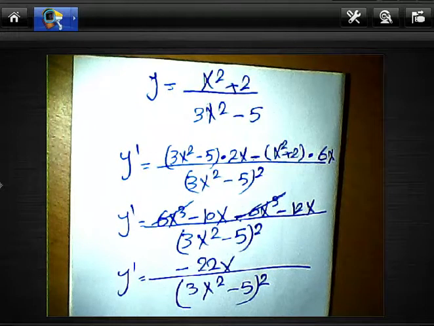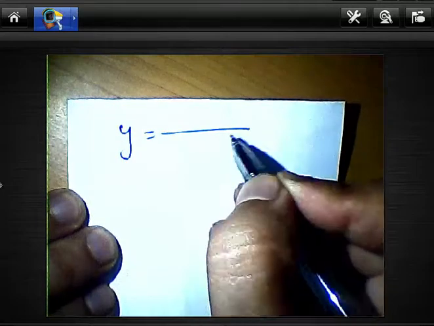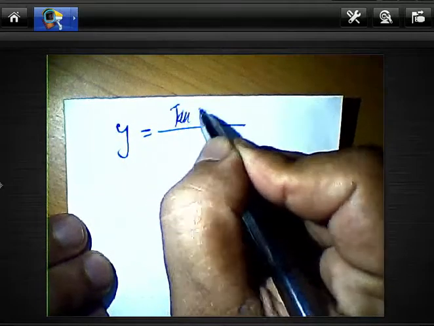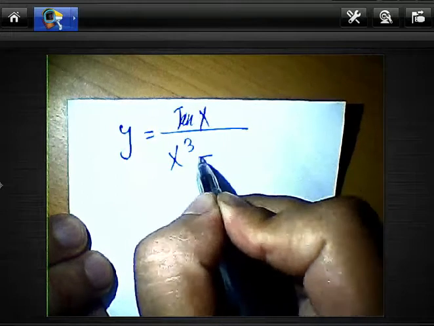Okay, look at another example. y equals 10x over x power 3 subtract 4.